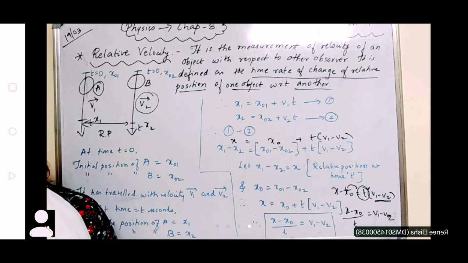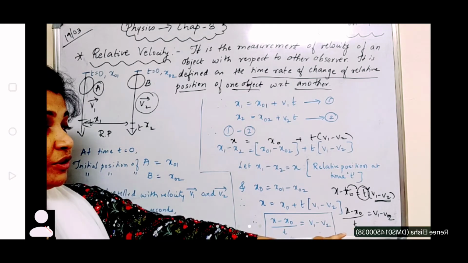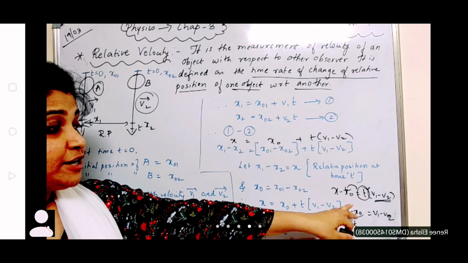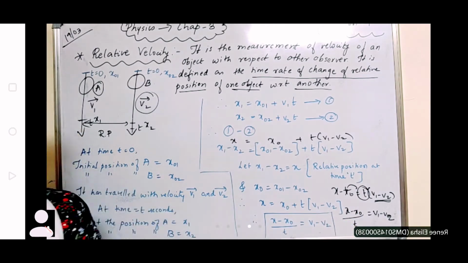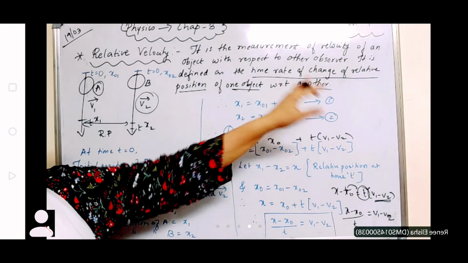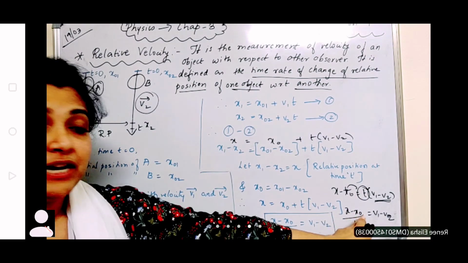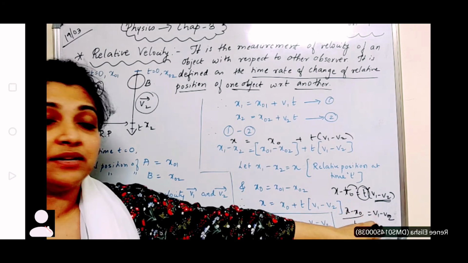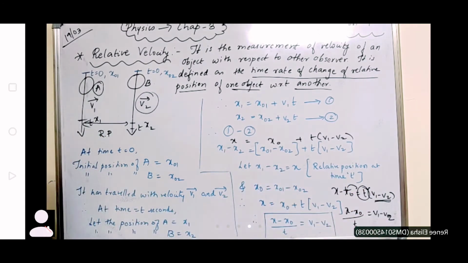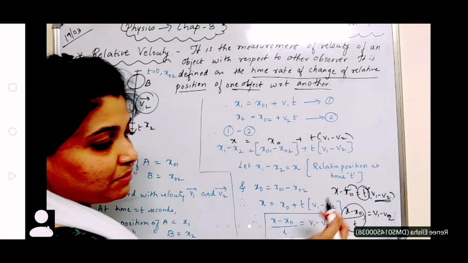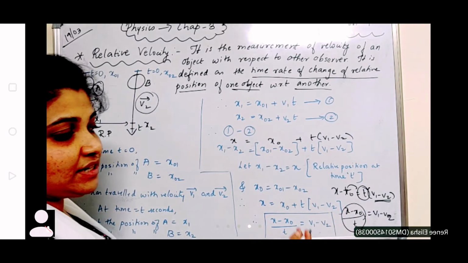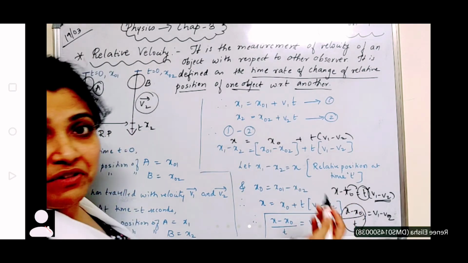So this is nothing but, we can say that x minus x0 is the relative position with respect to time, right? So relative position with respect to time is nothing but what? Relative velocity, basically the time rate of change of relative position with respect to one another. So x minus x0 divided by t is nothing but the time rate of change, right? That is dx by dt, which is nothing but v, correct?